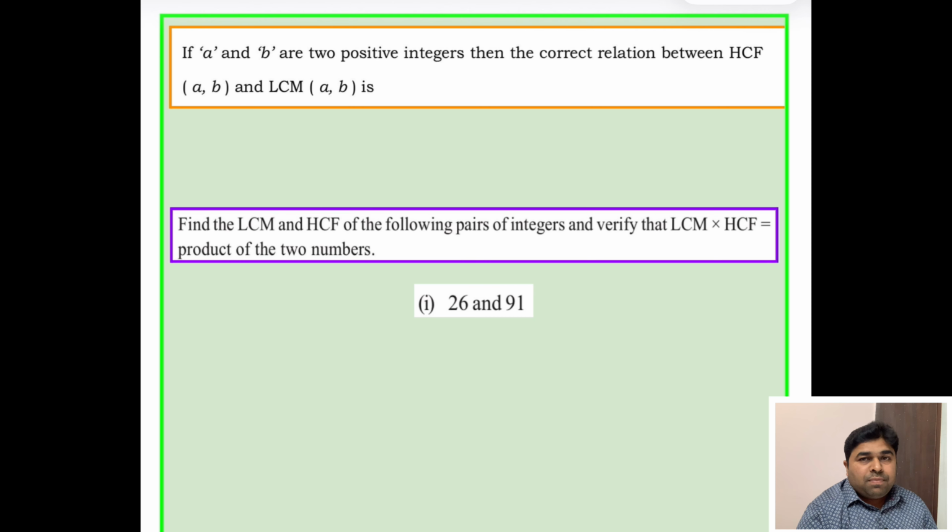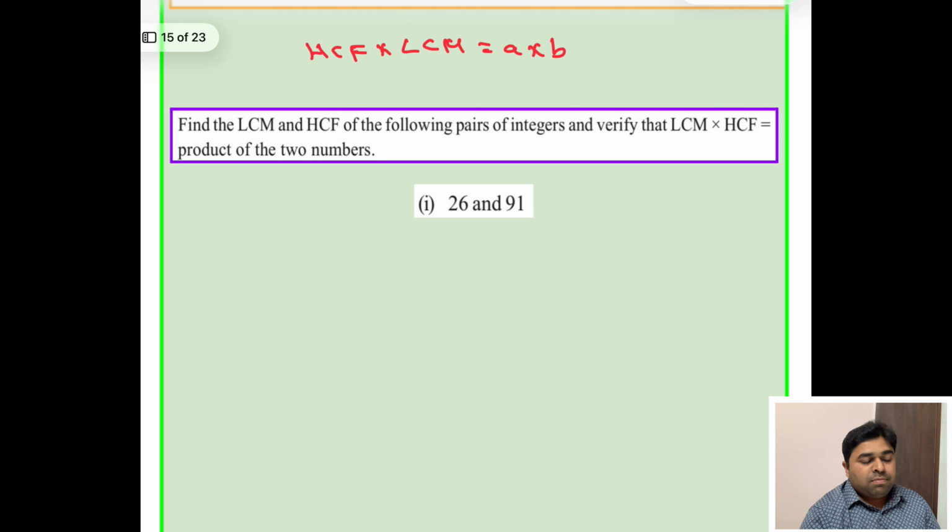Next question. If A and B are two positive integers, find the relation between HCF and LCM. HCF into LCM equals the product of the two numbers, that is A into B, is the relation. Find HCF and LCM of 26 and 91 and verify the relation. This is a very important question for 2 marks, and one time they will ask for 3 marks also. 26 can be factorized as 2 into 13. 91 can be factorized as 7 into 13.